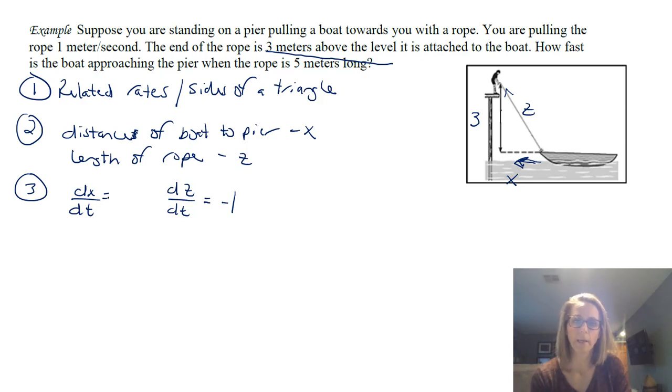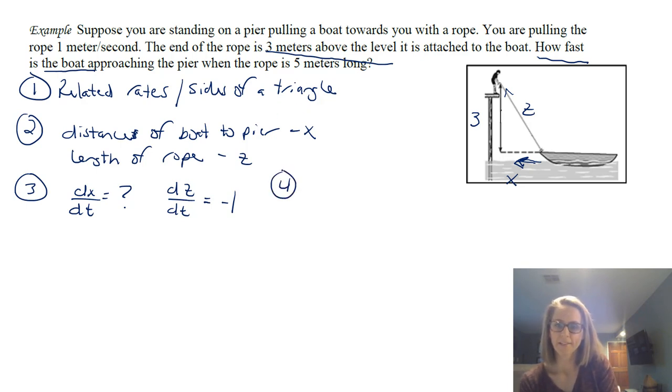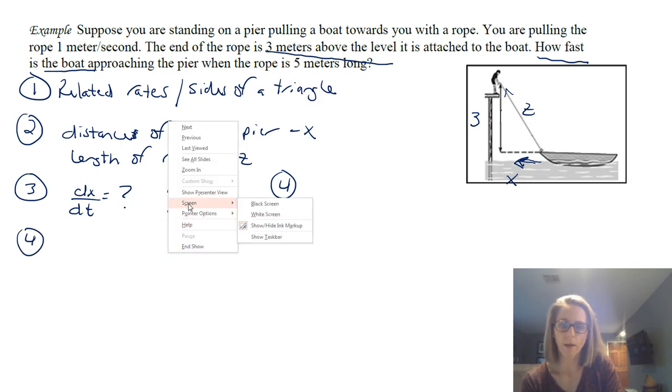Now dx/dt is what we want to find, how fast the boat is approaching the pier when the rope is 5 meters long. So how fast the boat is approaching is our dx/dt. And so I'll put a question mark there because it's what we're trying to find. So the fourth step, as we talked about, is to find an equation that relates everything.